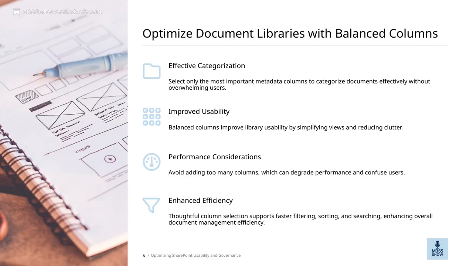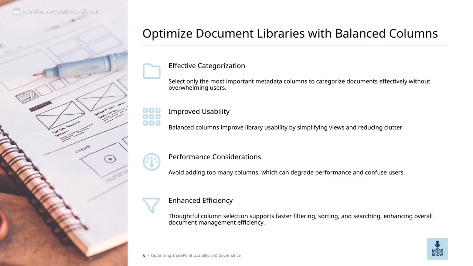While it might seem helpful, too many can actually slow down performance and make the interface confusing for users. So, balance is key. By using a well-considered number of columns, you improve the usability of your library. This means views become simpler and clutter is reduced, making it easier for everyone to find what they need quickly.